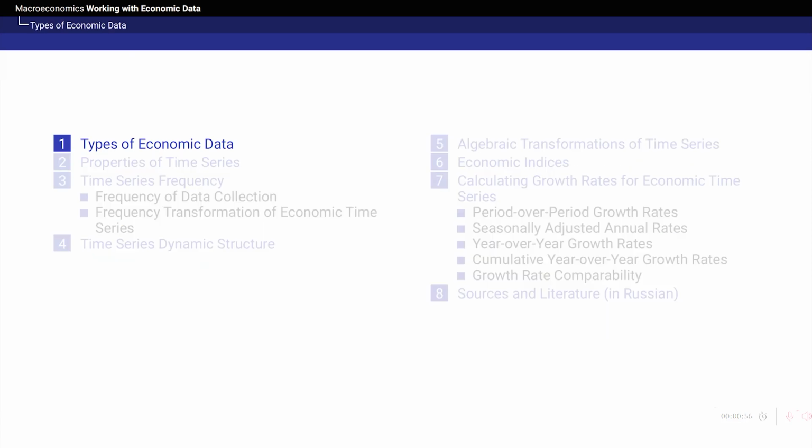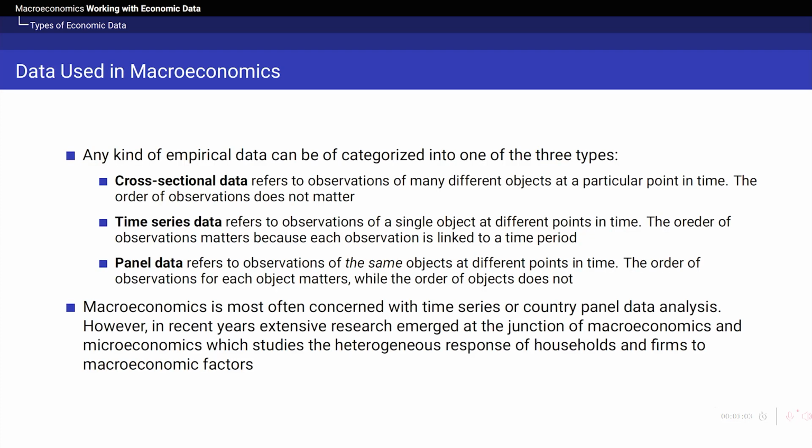First of all, let's consider broadly what kinds of data one usually encounters in macroeconomics. Empirical data is usually categorized into one of three groups: cross-sectional, time series, and panel data. This classification is widely used in econometrics and applied statistics. It is also quite common in other fields, including sociology and psychology, although some variations in the terms do sometimes appear. These three kinds of data are distinguished by the number of objects and time periods that the data contains.